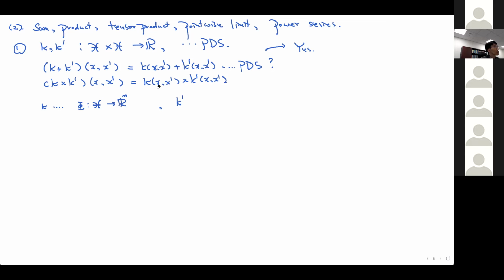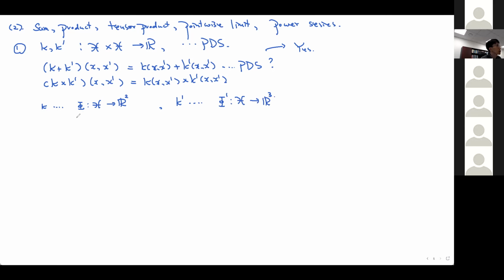Let me be more concrete. Any n is okay, but let's just do 2 for K, and suppose it is 3 for K prime. So we have a phi prime that maps X to R^3.